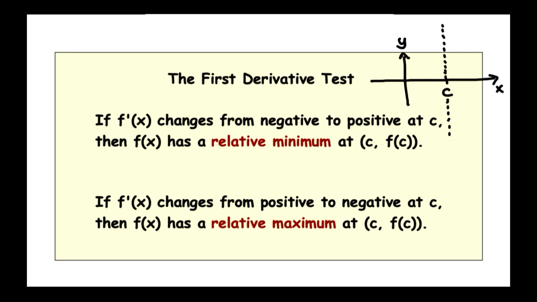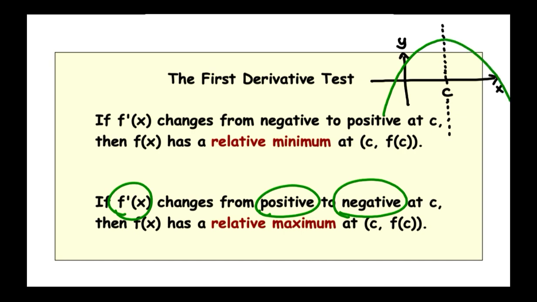And of course, the same is true for relative max. Let's say you were coming at C from the left, and your slope or derivative was positive. That means you had to be rising. But then suddenly, after you passed C, the slope became negative. Well, then you'd have to fall, or decrease. It should make sense that right at x equals C, you've got yourself a maximum.